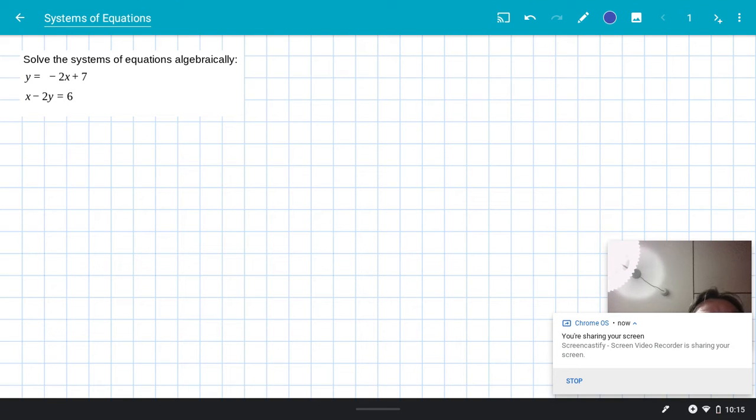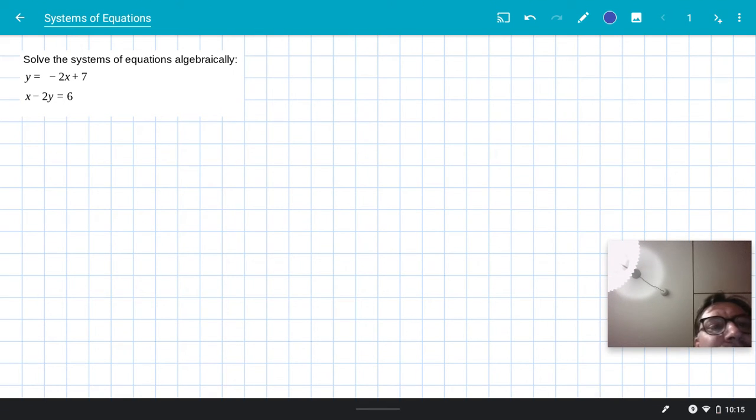Okay, so we are solving systems of equations, and we're going to do this with substitution. There's also a way to do this with what's called elimination, but we're going to do substitution today. So the idea is that we have two equations and two unknowns, both x and y, and we're assuming that they meet at some point.